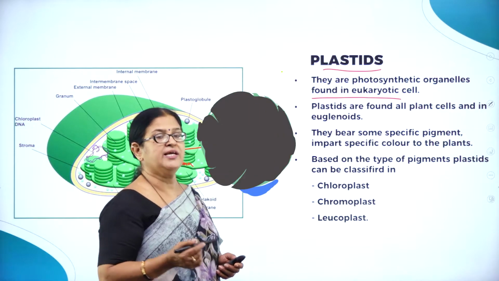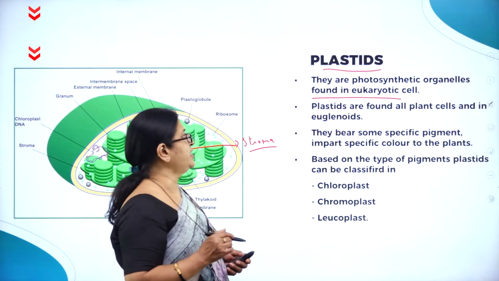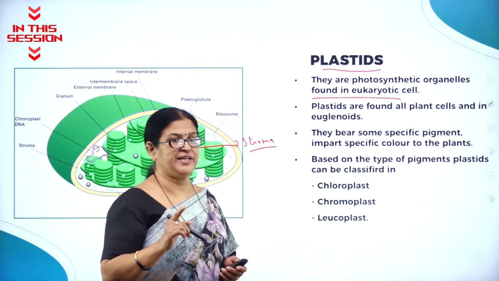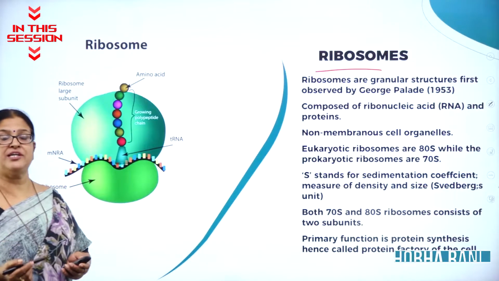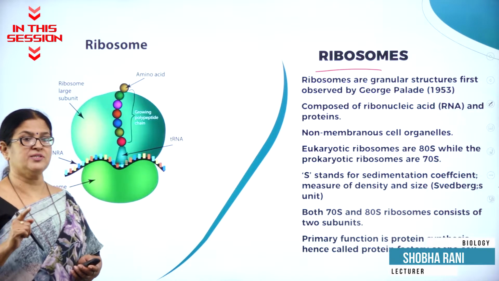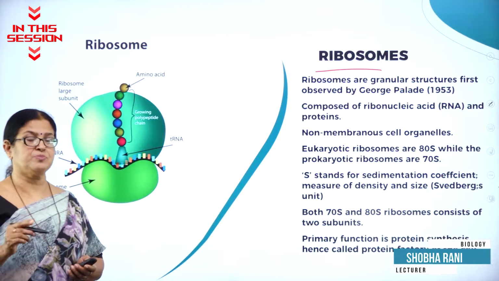What are plastids? They are photosynthetic organelles found in eukaryotic cell like the plant cell but absent in animal cell. When we differentiate a prokaryotic cell from a eukaryotic cell, one very important point is the presence or absence of ribosomes.